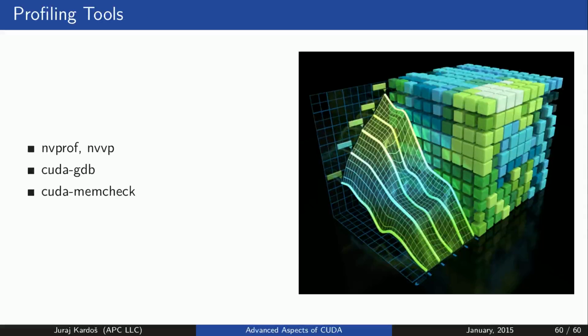In the last part of this webinar, we will inspect profiling tools that are especially useful when optimizing your applications and you need to discover the bottlenecks and the most time-consuming operations. We will also have a look at two debugging tools, that is CUDA-GDB and CUDA-MEMCHECK.